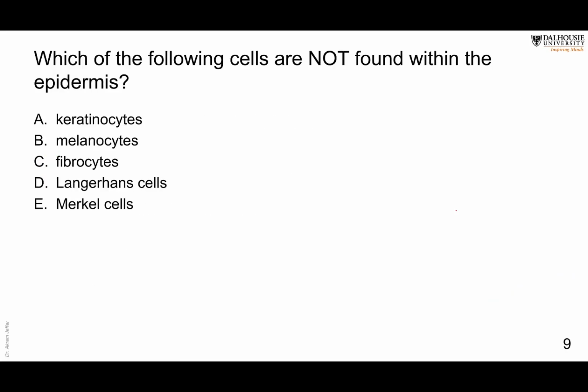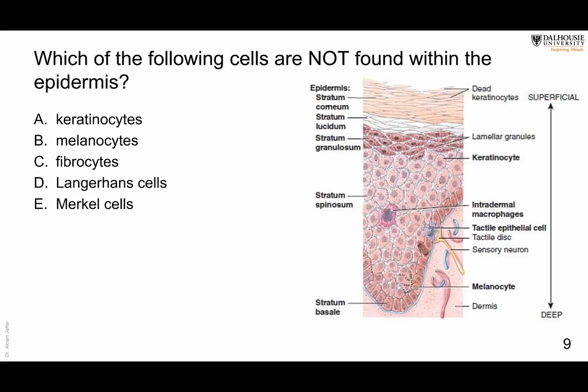Which of the following cells are not found in the epidermis? A. Keratinocytes. Actually, keratinocytes constitute about 90% of the cells that are present in the epidermis, and they are the cells that produce the keratin, which forms the stratum corneum. Melanocytes, again, are present in the epidermis. They produce the melanin pigment that determines the skin color.